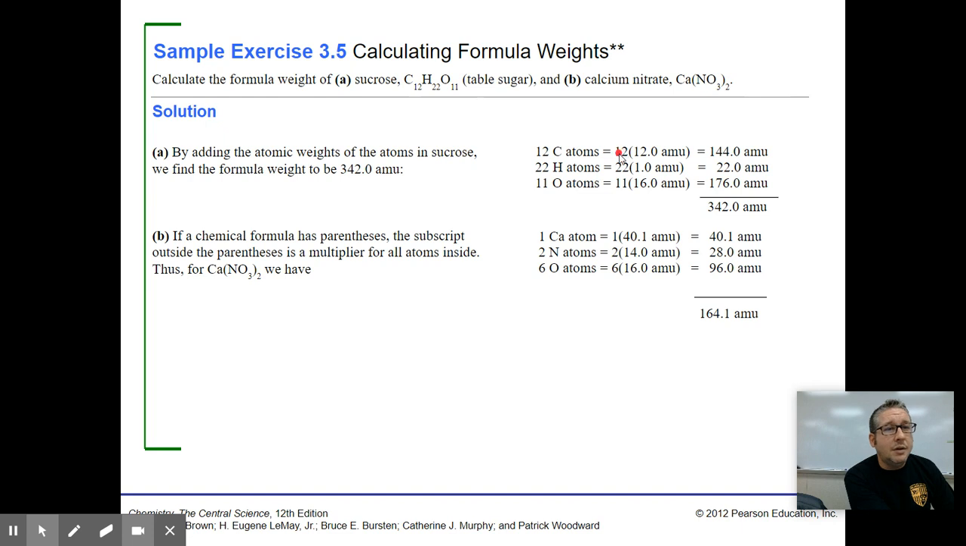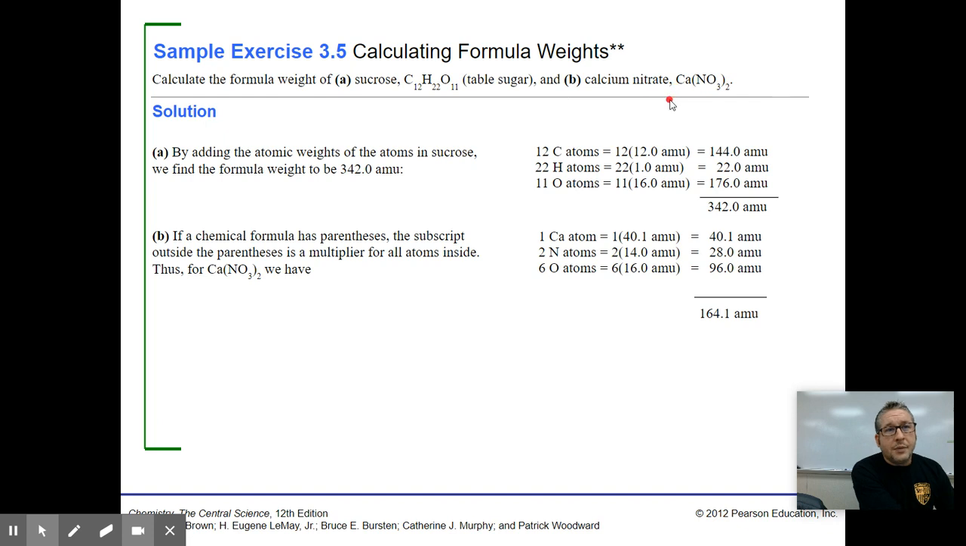So you take, back up here at carbon, 12 times 12. For hydrogen, 22 times 1. And for oxygen, 11 times 16. And once you get those products, you sum them up, and you get an overall formula weight of 342.0 AMU for sucrose. Moving on to calcium nitrate, the same process, okay?